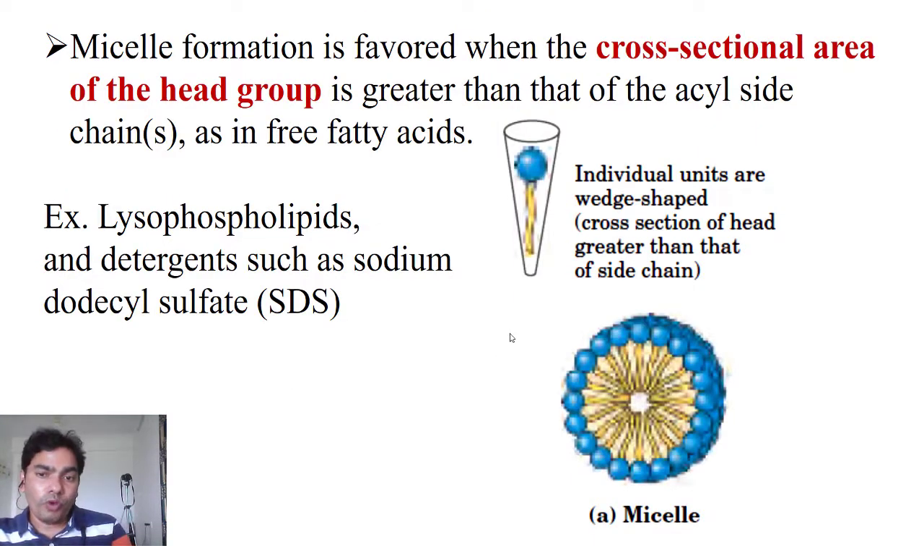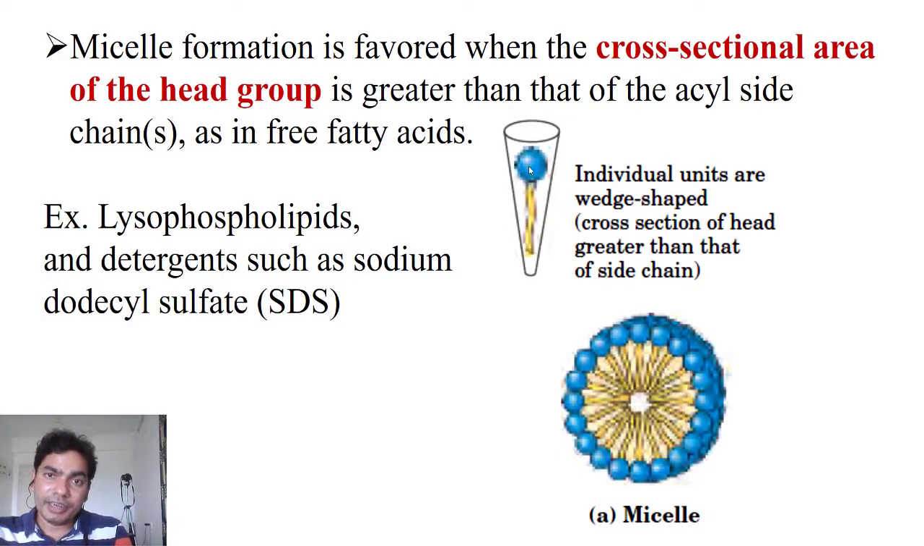So what is the nature, how do they convert into this structure? There is a reason behind this, right? So what is the reason? The reason is the head group versus the chain of the fatty acid, right? When micelles form, there should be some logic, right? Micelle formation is favored when the cross-sectional area of the head group, this group, is greater than that of the acyl chain, the side chain in the fatty acid.